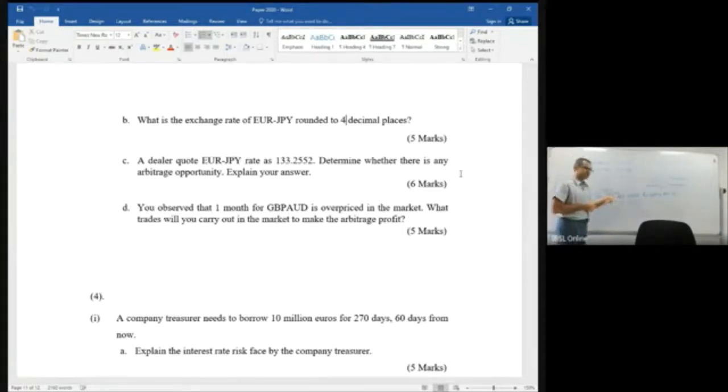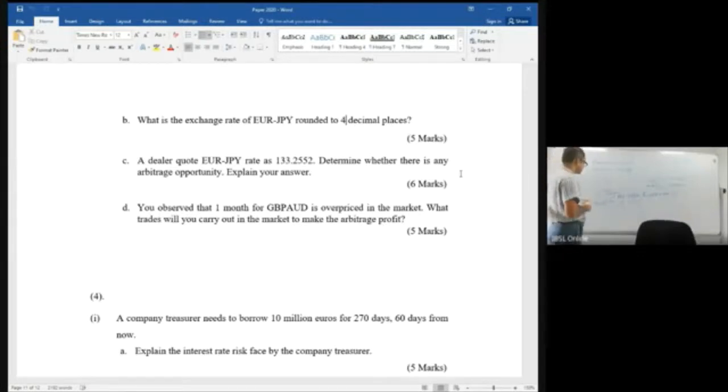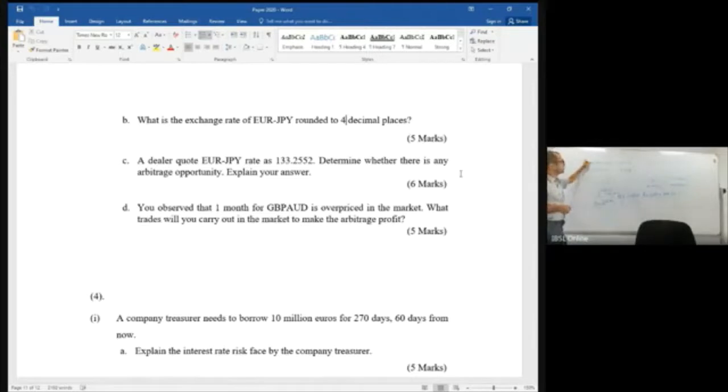Out of these two rates, which one is high? Dealer's rate. Dealer's quote is high, so it's expensive. So what do you do? In the high market, what do you do? You sell. So call the dealer and tell them you are selling euro against JPY at this rate. So now you have to pay euros to the dealer. How do you find those euros? Go to the market, sell dollars and buy euros at this rate.